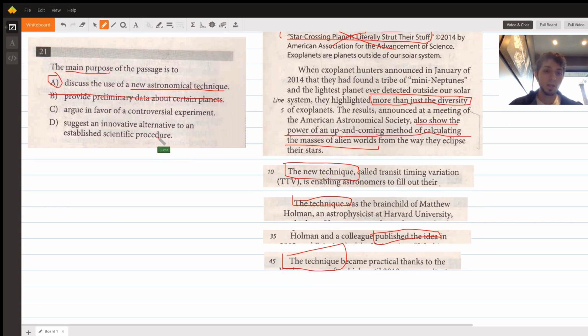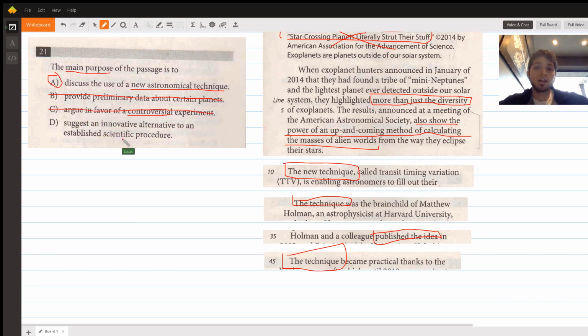We can eliminate it. So C says, argue in favor of a controversial experiment. Controversial experiment is a loud claim, and what I mean by that is a bold claim, a strong claim, which means if it were in the text, we would notice it. The text would make clear that this is about a controversial experiment. It's kind of rare that an SAT test will be about a controversial experiment, since they generally avoid controversy. But because there's nothing mentioned about a controversial experiment, we can get rid of it.